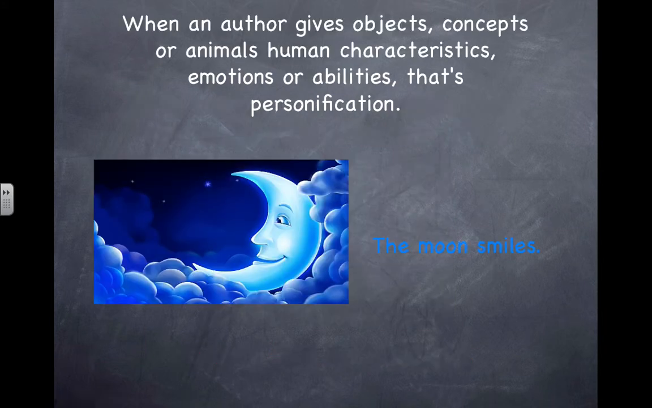Next, when an author gives objects, concepts, or animals human characteristics, emotions, or abilities, that is called personification. So, as you see in this picture, this moon is smiling. But does the moon actually know how to smile? Does it have the characteristics that enables it to do so? We hopefully will say no.